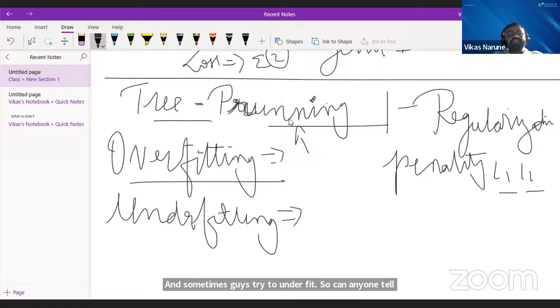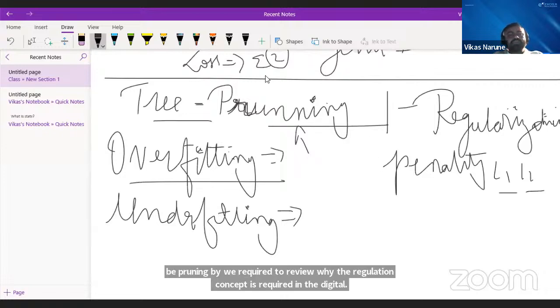We have to end this discussion and start the artificial neural network today. So very quickly, if anyone has any clue, any faintest idea of what overfitting and underfitting are, that will be great, guys. Then we can understand tree pruning, why we require it, and why the regularization concept is required in the decision tree.